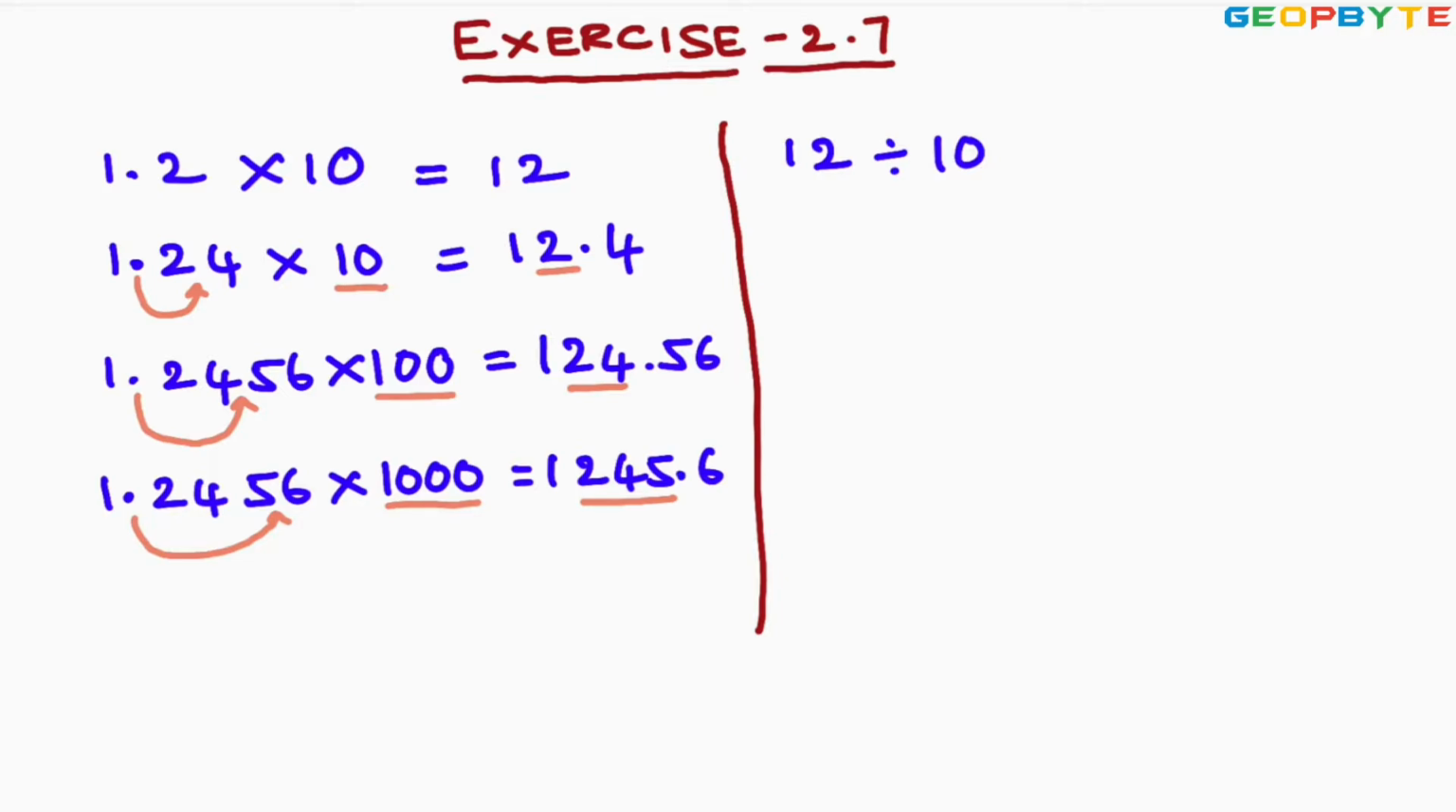Right. Next, let us consider 12 divided by 10. Here, whenever we are dividing with 10, we need to shift the decimal point towards left by one position. Then we will be getting 1.2. Next, 12.4 divided by 10. Now, in this example, we are dividing the decimal number with 10. Whenever we are dividing with 10, the decimal point is shifted towards left by one position. That means we are getting 1.24.